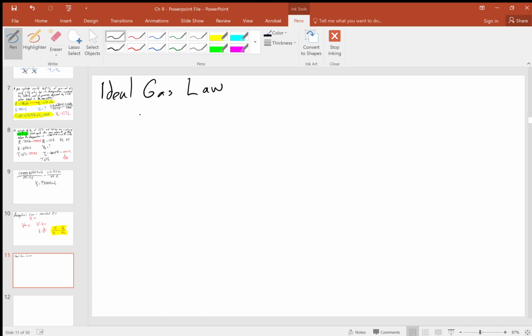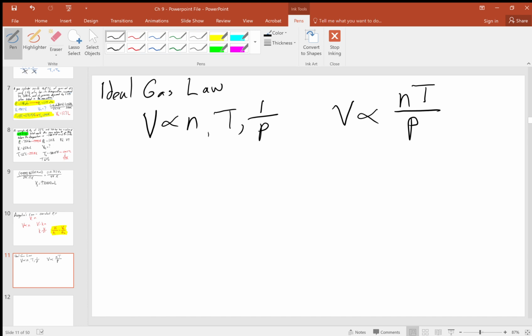So if we recall, we know that volume is proportional to the number of moles. It's directly proportional to the temperature, and it's proportional to 1 over the pressure. We can start to combine this and say that the volume is proportional to the number of moles times the temperature over the pressure. And then if we put in a constant, we can say that the volume is equal to some constant, which in this case we're going to call R, times N times T over P.